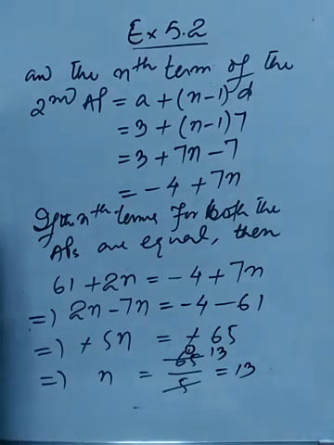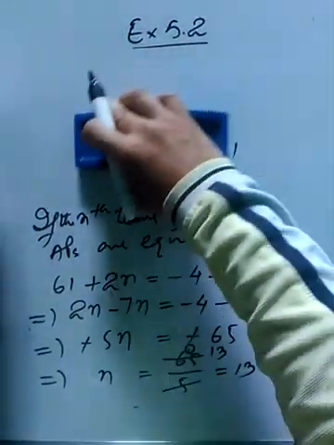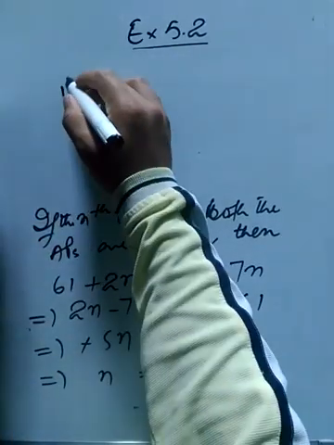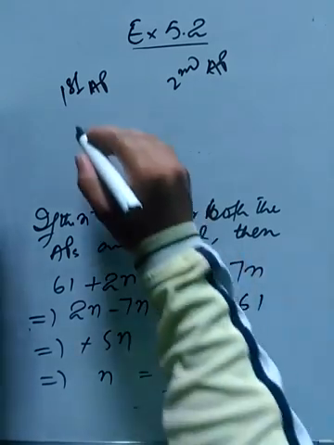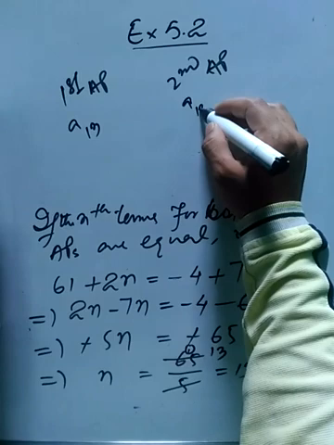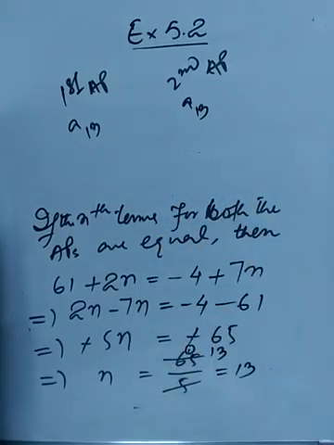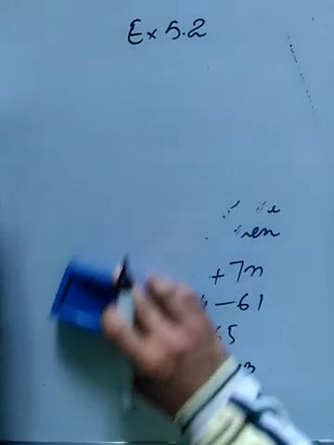It means that the 13th term of the first AP and the 13th term of the second AP will have the same value. That's what the question is asking. Therefore, the value of n is 13. So you can give the conclusion by yourself. So let me wipe this out now.